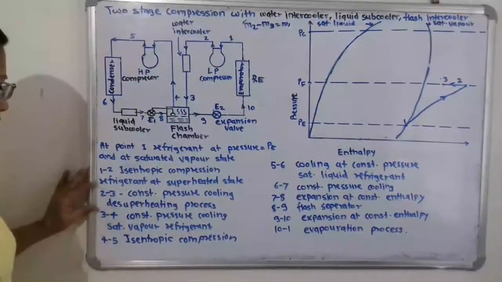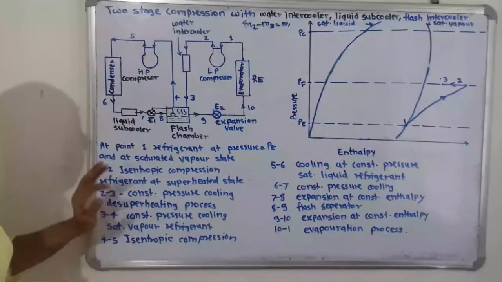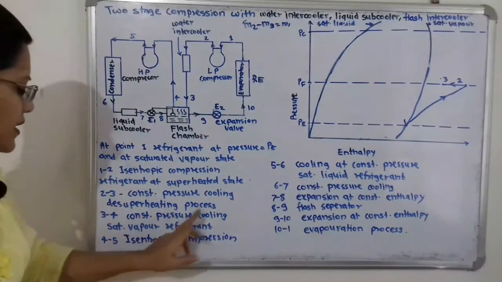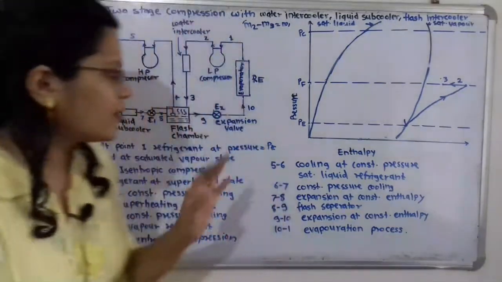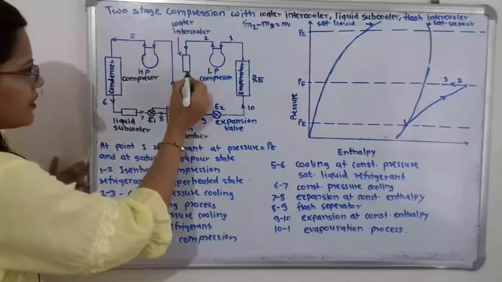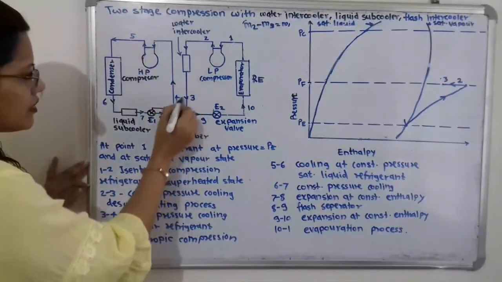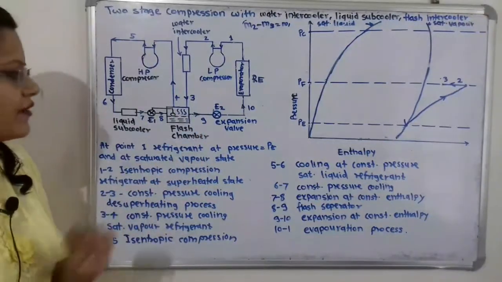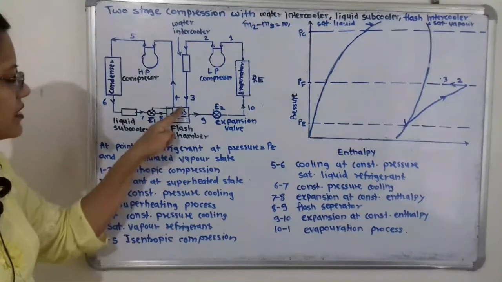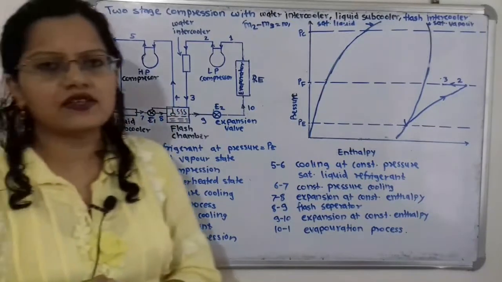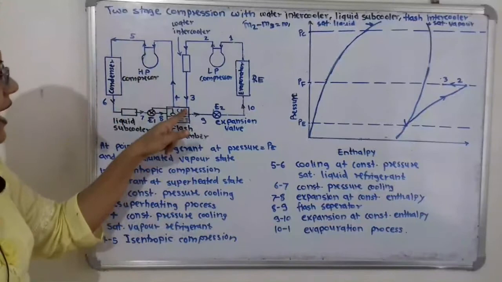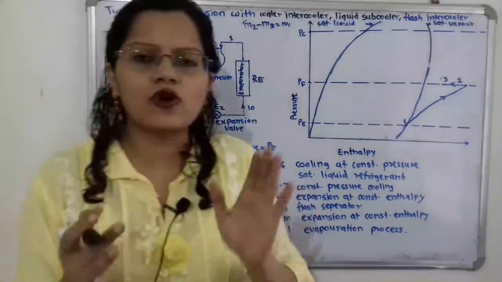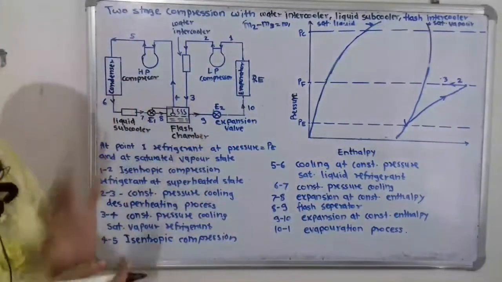Now if we move to the next, there is the process 3 to 4. What is the process 3 to 4? That is again constant pressure cooling. If we observe this diagram, after leaving this water intercooler, the refrigerant is passing into this flash chamber, and in this flash chamber there is also vapor refrigerant contained, and the cooling process is taking place because this flash chamber also acts as the intercooler in this system.